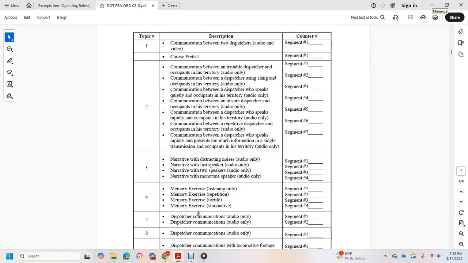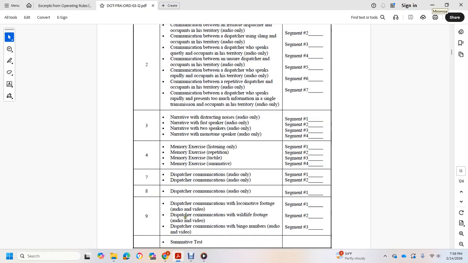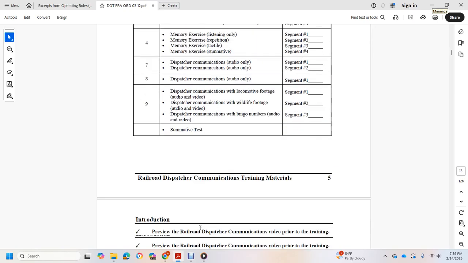Dispatcher communication, audio only. Dispatcher communications, audio only. Dispatcher communication, audio only. Dispatcher communication with locomotive footage, audio or video. Dispatcher communication with wildlife footage, audio or video. Dispatcher communication, bingo numbers, audio, video, and summative test.